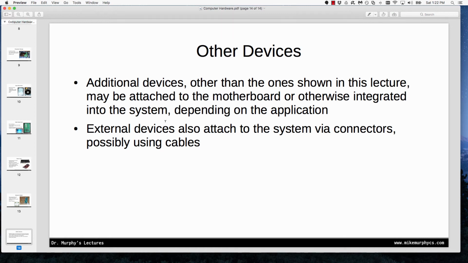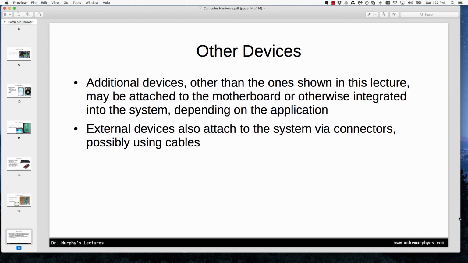Alright, so there's always other devices that we can put on. We can add FireWire connections or Thunderbolt connections via different cards similar to the graphics card there, but these were the main components that we need to run a computer.